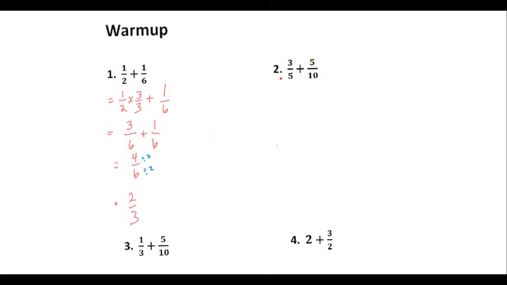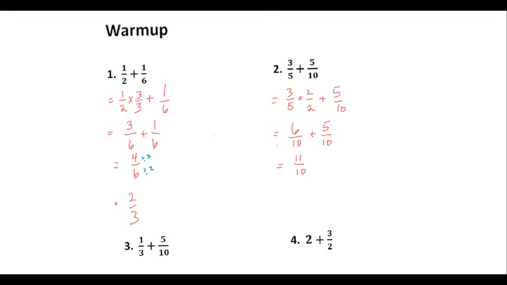Our next problem uses the same concept. We have to make the denominators the same. In this case, 5 can be leveled up to 10 by multiplying our 5 by 2. So essentially what we have is 3/5 times 2/2. Remember Mr. Simpson's favorite rule number 1, plus 5/10. 3 times 2 is 6/10 plus 5/10 gives us 11/10. And we'll just leave it as that fraction for now.